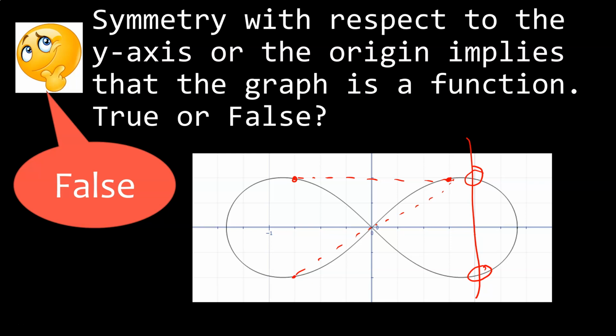So really be careful of what we're saying, right? We know that if it's a function, it is not going to have symmetry with respect to the x-axis. And if it has symmetry with respect to the x-axis, then it is not going to be a function. However, this particular statement is false.